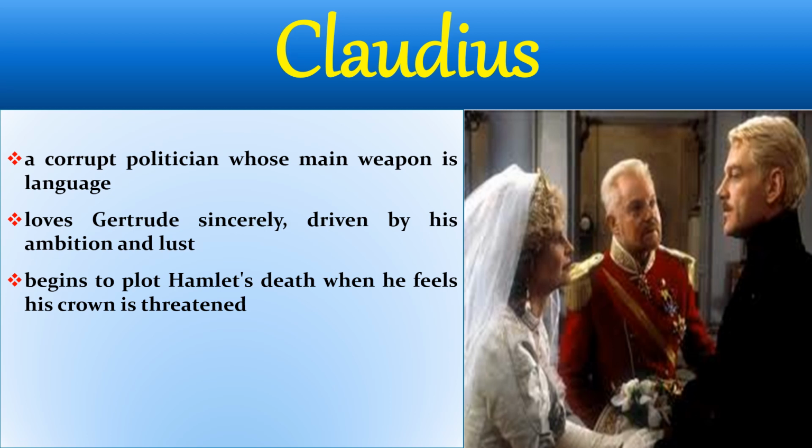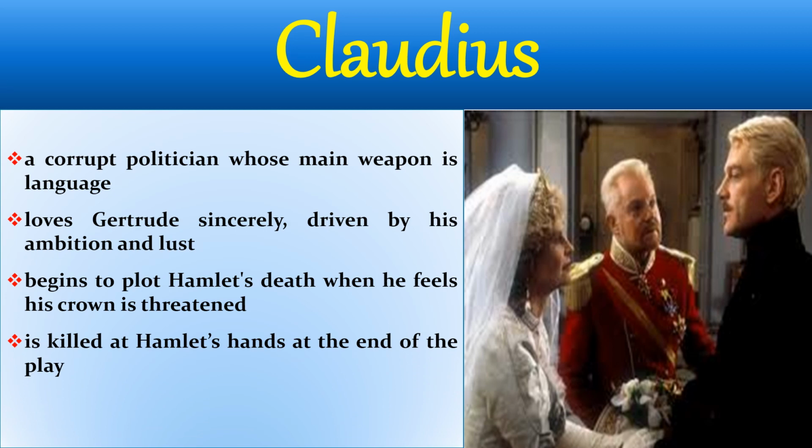He begins to plot Hamlet's death when he feels his crown is threatened. As we have already mentioned, he cares more about power. So at the very moment when he feels that he is going to be losing his own crown, his own status, his own kingdom, he begins to put some plans against Hamlet. He is killed at Hamlet's hand at the end of the play.